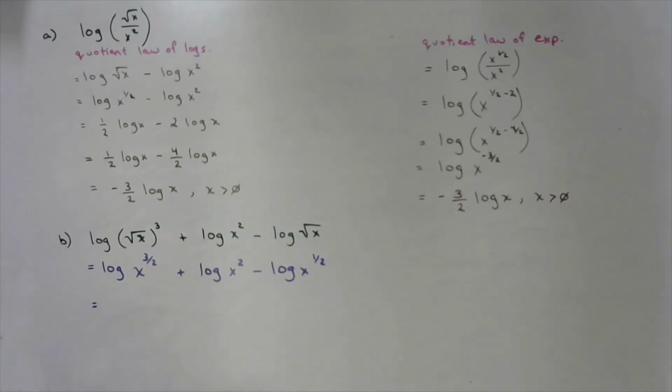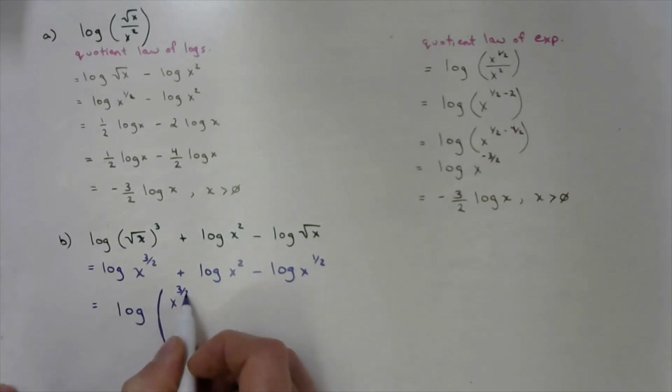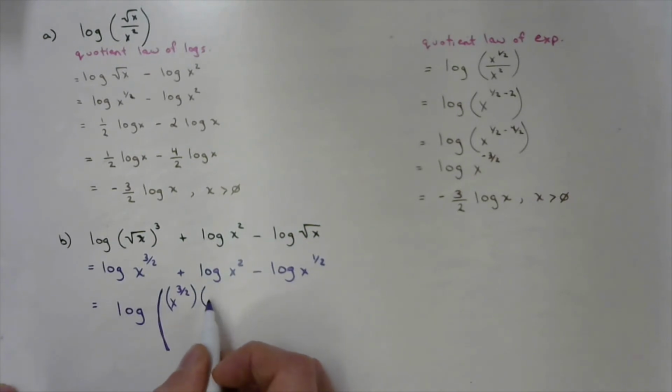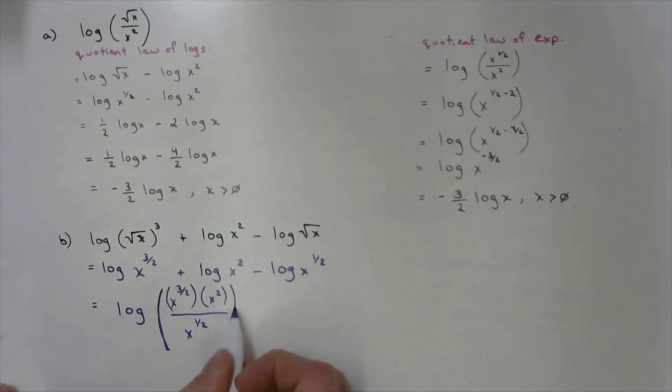And from there, we can apply the product and quotient laws of logarithms. So we're going to combine this into one log. It's kind of a bigger log with a big bracket there. In the numerator, we're going to have x to the power of 3/2 times x squared. In the denominator, we're going to have x to the power of 1/2, right?